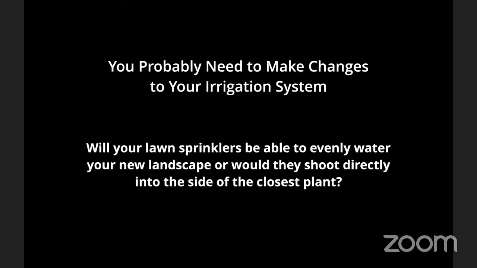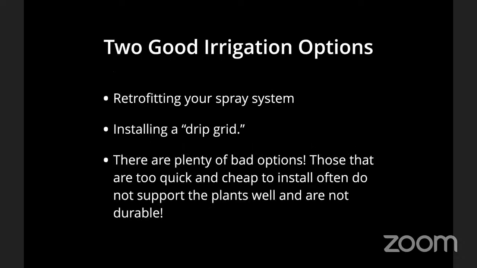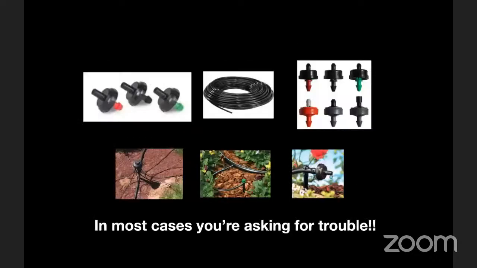Your lawn sprinklers will not be able to evenly water your new landscape. They'll normally pop up only 2 inches or 4 inches. And in your new kind of diverse landscape with lots of different heights of plant material, normally what'll happen is they'll shoot directly into the side of the closest plant, which will get way too much water, and everything else will get way too little water. So to replace that, there's two general good options. Retrofitting your spray system to a high efficiency spray system that's going to be on a taller permanent riser that can spray over the closest plants and into your landscape, or installing a grid of drip irrigation that waters the entire root zone. There's also plenty of bad options.